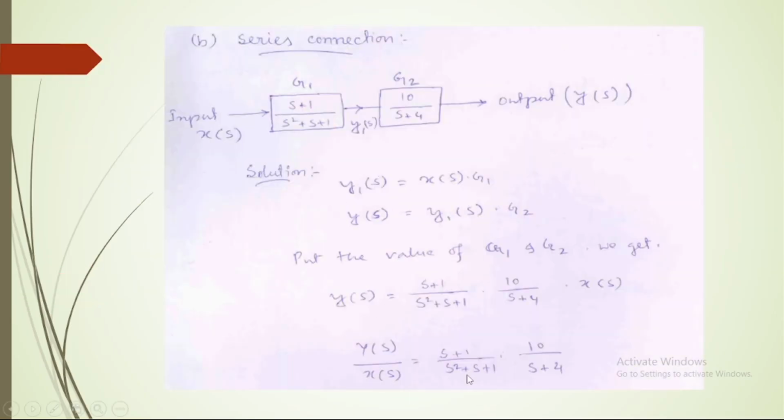Okay, this is the series connection. Now we'll just perform the program or experiment on this connection. Here we just multiply the two blocks' values z1 as well as z2, or you can individually define. First define the numerator value and denominator value of z1 and then z2.